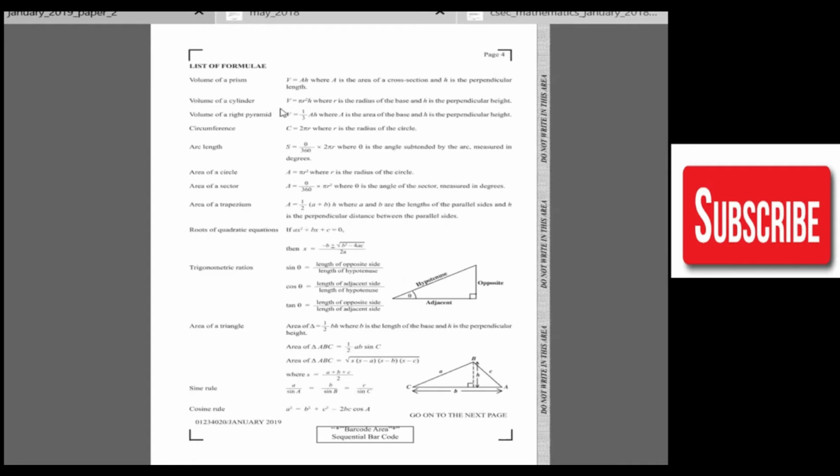So the formula sheet here again. Anytime you cannot remember a formula, come back to here. Volume of cylinder, volume of prism, volume of right pyramid. Anything you can't remember, always come back to here.